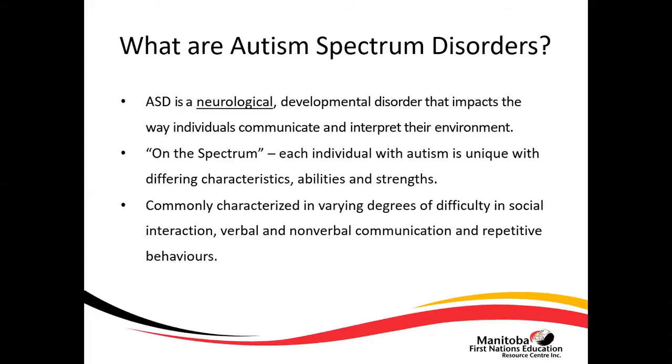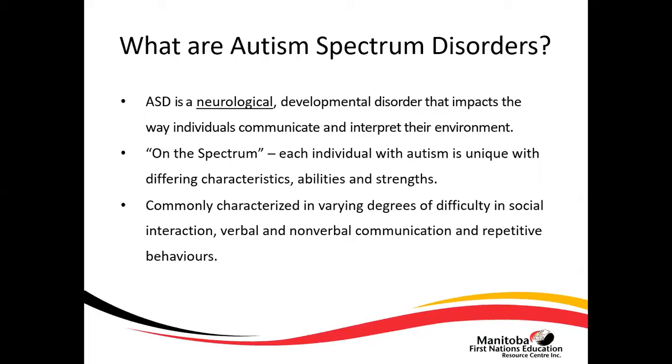So what are autism spectrum disorders? ASD is a neurological developmental disorder that impacts the way individuals communicate and interpret their environment. I underline neurological just to really emphasize that autism is a brain-based disorder, meaning that's how their brains are wired. It's not a disorder that's acquired later in life, strictly impacted by environment in any way.